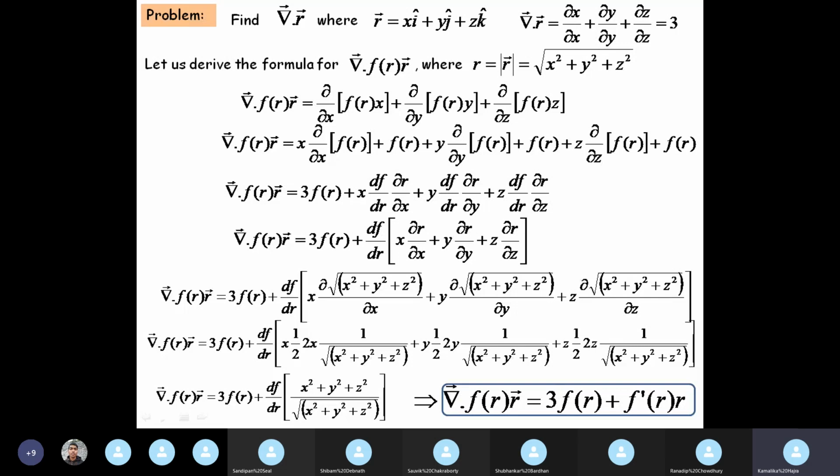Okay. So in this manner, whatever function of f(r) r vector is given, you can simply use the formula and find out the divergence. All right. I said that you are forgetting the first term. Okay, so in this manner you can find out the divergence whether it is a vector field given in terms of x, y, z, or whether it is a function given in terms of r.